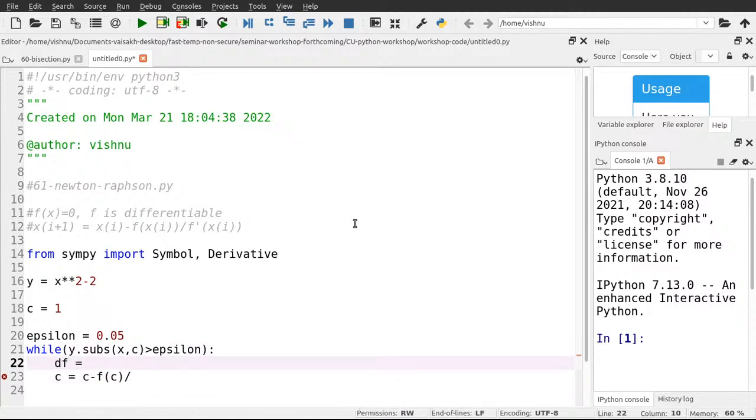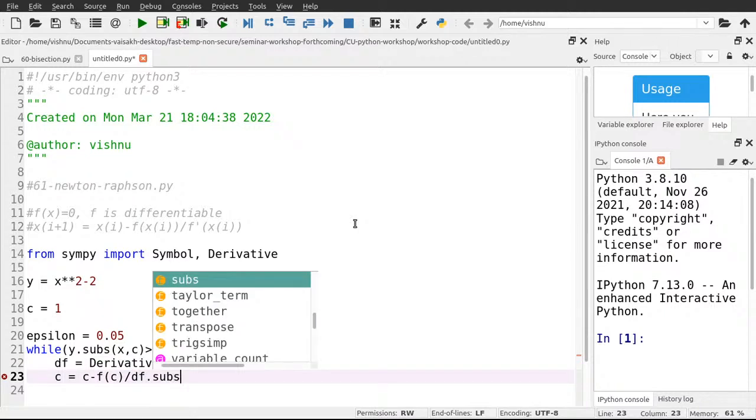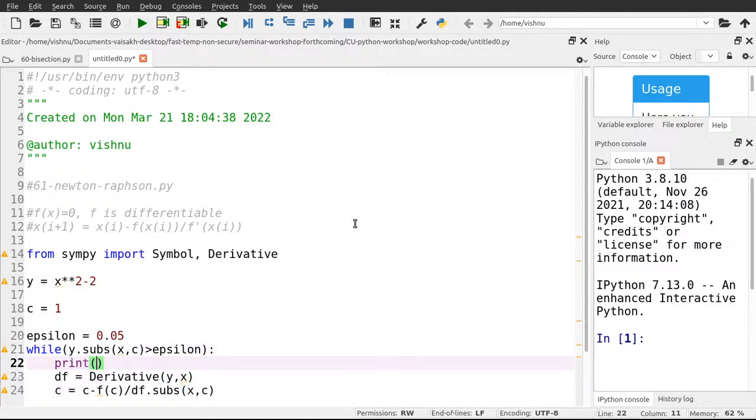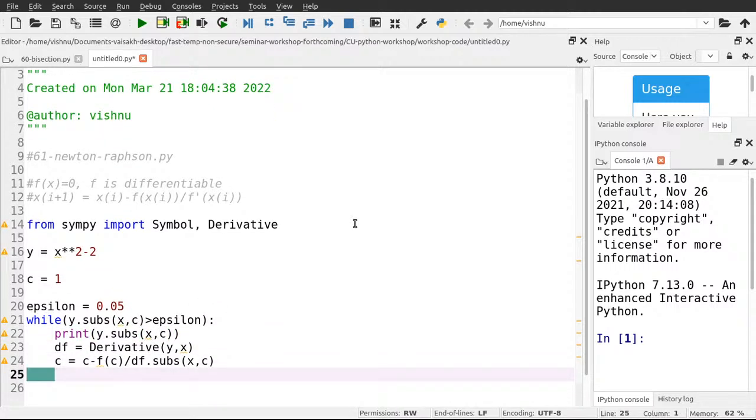Let us call it df. df is the derivative of y with respect to x. So for df, let us substitute x with c. The computation goes on. Let us try to see the value of c substituted into x. That's it.